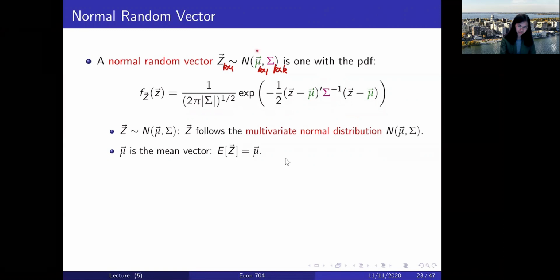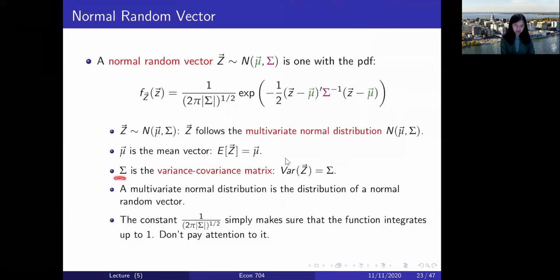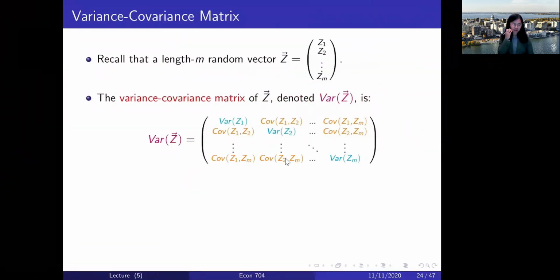And this parameter, mu, is the expectation of the random vector. And the sigma is the variance covariance matrix. And I will explain what I mean by variance covariance matrix. So sigma is the variance covariance matrix of the Z random vector. And the variance covariance matrix of a random vector is written as VAR, parenthesis, the random vector. Now, what's a variance covariance matrix? Let me explain that.